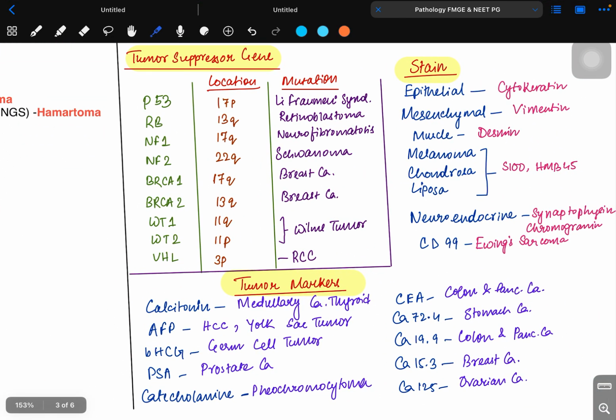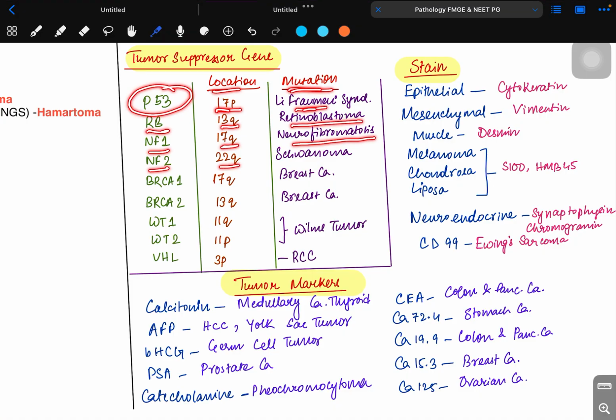Now coming to the tumor suppressor genes, their location and the mutation. So P53, location 17p, Li-Fraumeni syndrome. RB gene, location 13q, mutation retinoblastoma. NF1, location 17q, mutation neurofibromatosis. NF2, location 22q, schwannoma. BRCA1, 17q, breast cancer. BRCA2, 13q, breast cancer. Wilms tumor 1 and 2, 11p and 11q, cause Wilms tumor. And VHL, location 3p, mutation RCC.